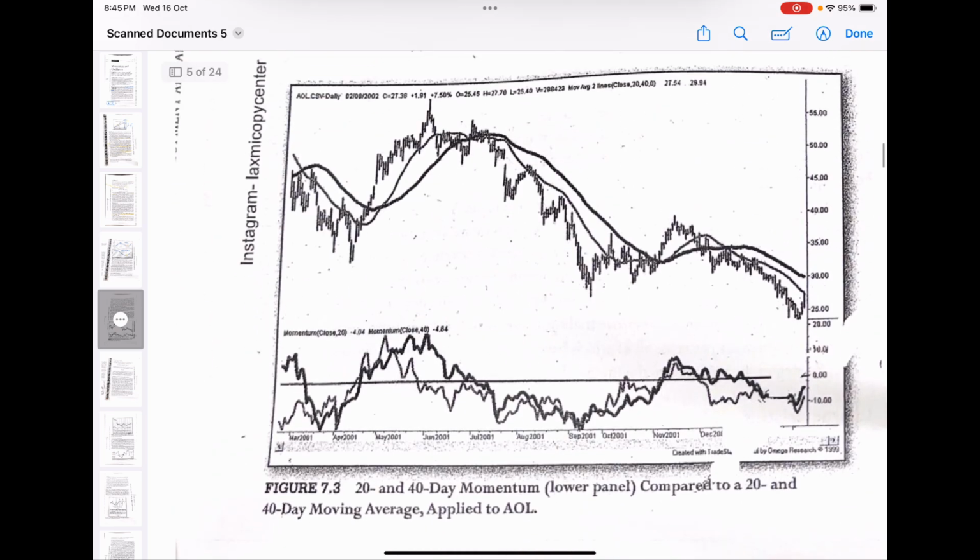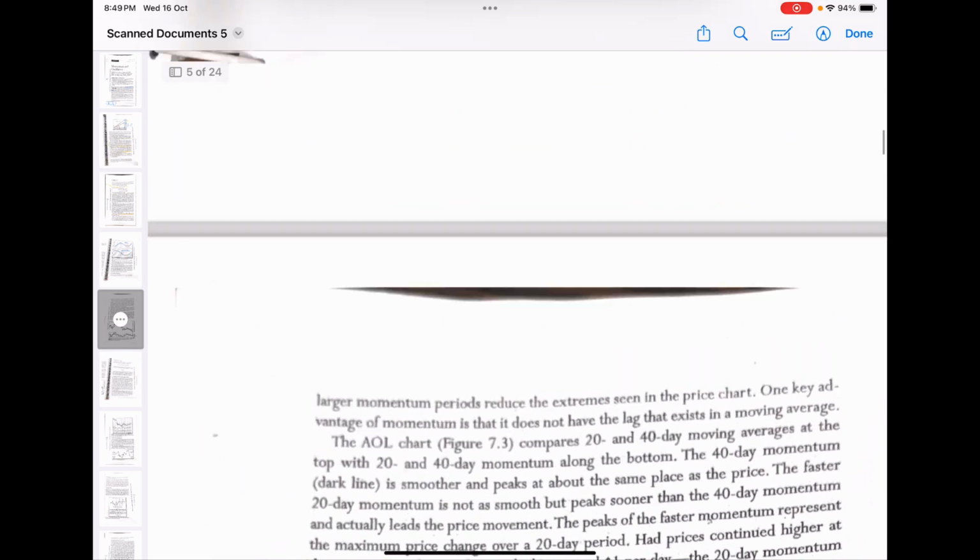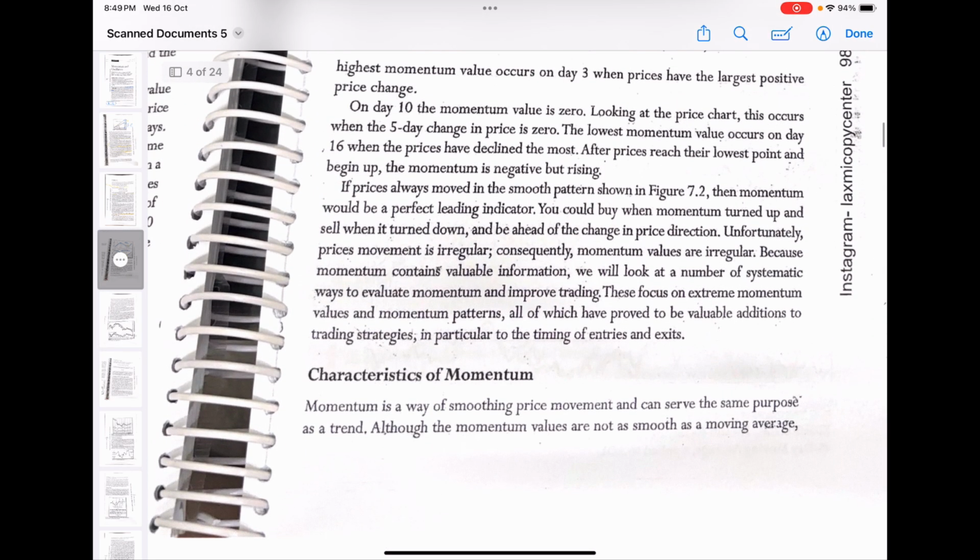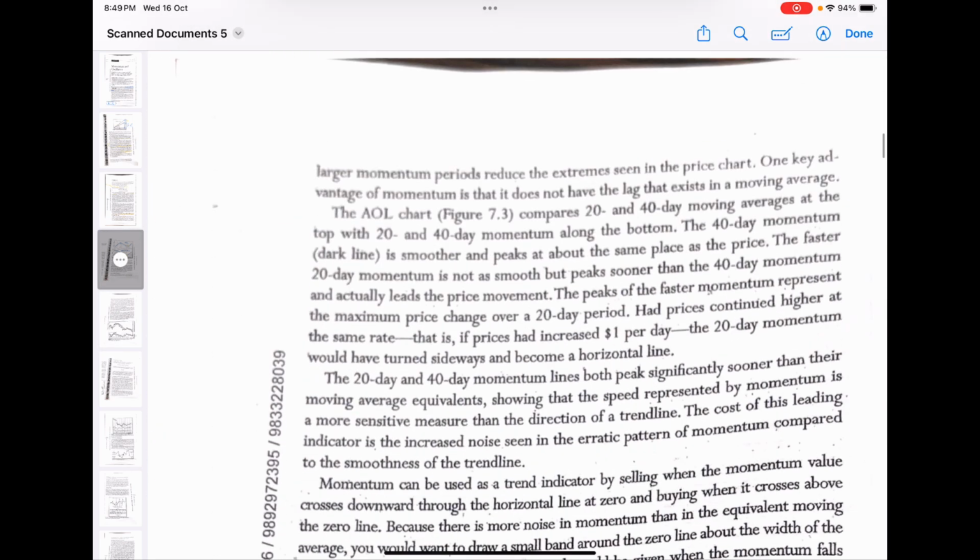Let's look at the chart they've given here. It's an example of a daily chart of AOL, probably a stock, and they've plotted two moving averages and the momentum indicators. Now try to see the difference between the momentum indicators and the moving averages. Okay, so let's see the explanation given about this particular figure.